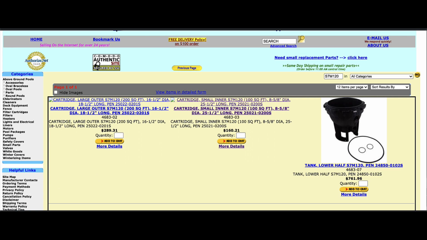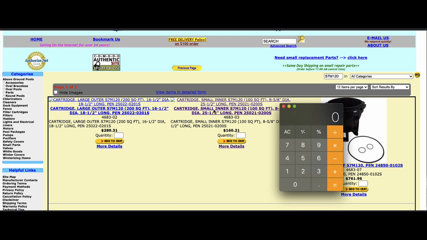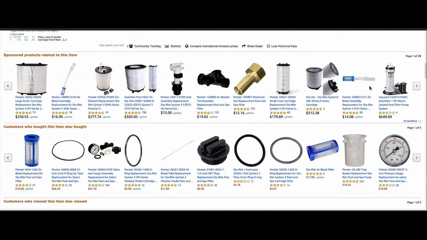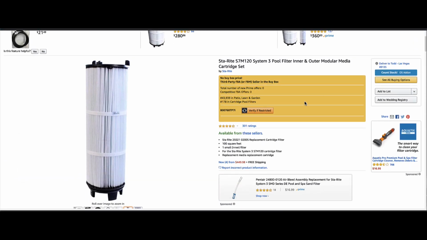All right, so the cost here, now our margin is starting to go down, but we've come this far. Let's just look at this, okay? So it's both. It's 160.21 plus 289.31. Oh yeah, 449.52. That's what the thing's selling for, right? 449.